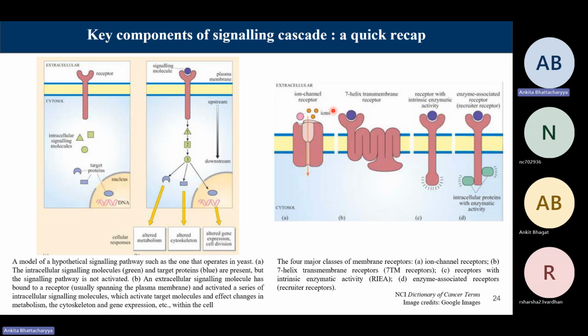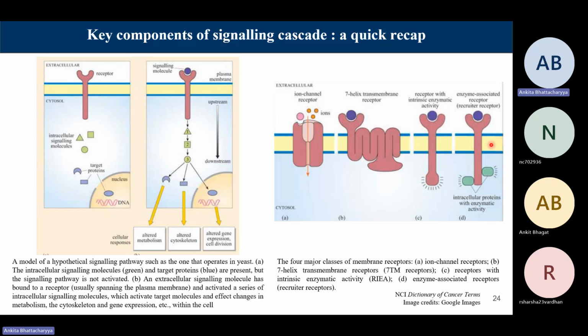So you have this population of ions that are able to move through the transmembrane receptor, or you can have the 7-helix transmembrane receptor also. The example being the GPCR family of proteins onto which the ligand is binding, or you can have receptors that carry some sort of intrinsic enzymatic activity, or enzyme-associated receptors like recruited receptors, etc.